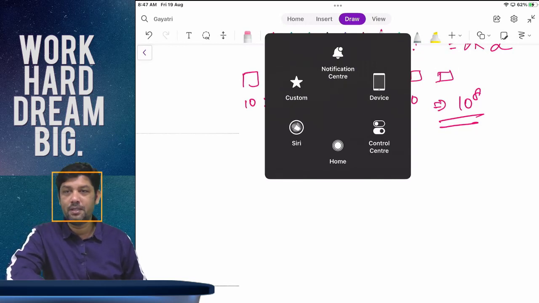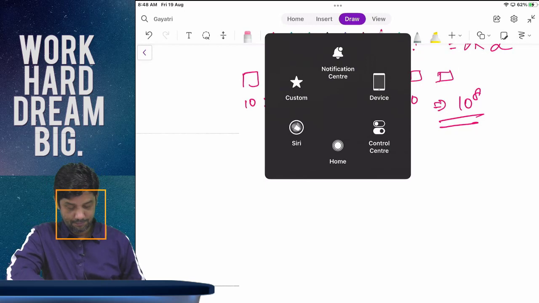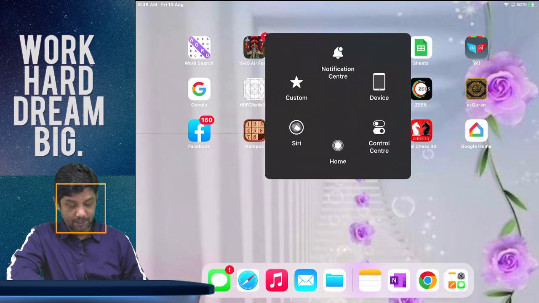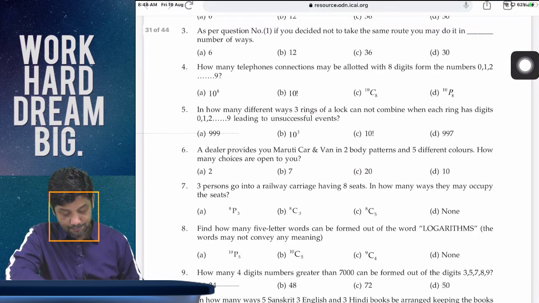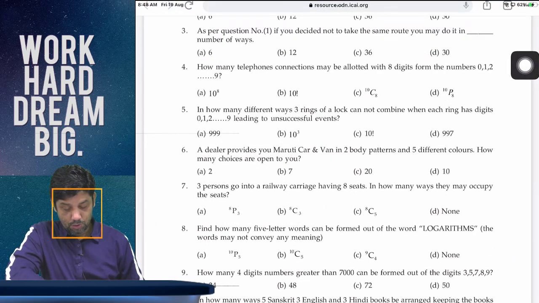No repetition means 10p8. They did not mention that repetition is not allowed. So, next step. What a difficult question.